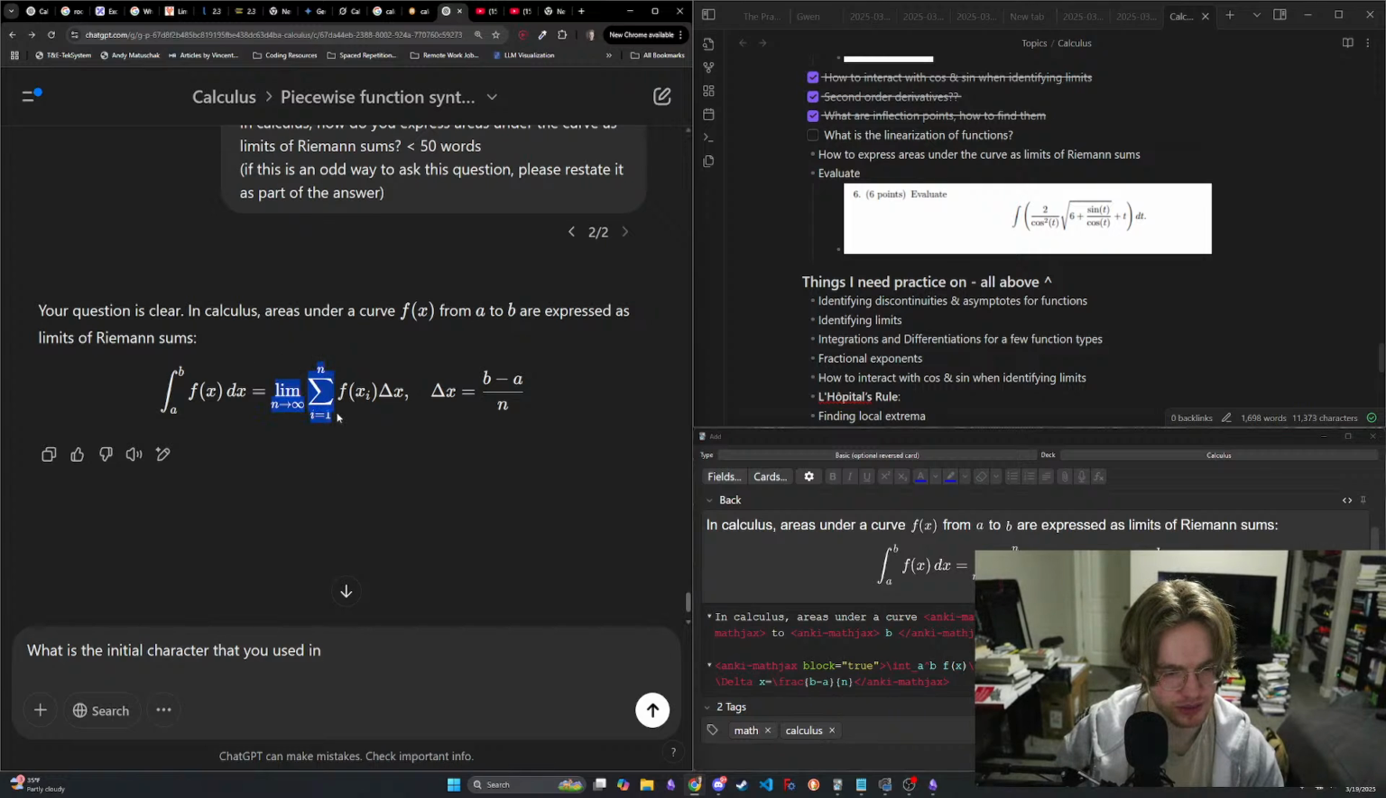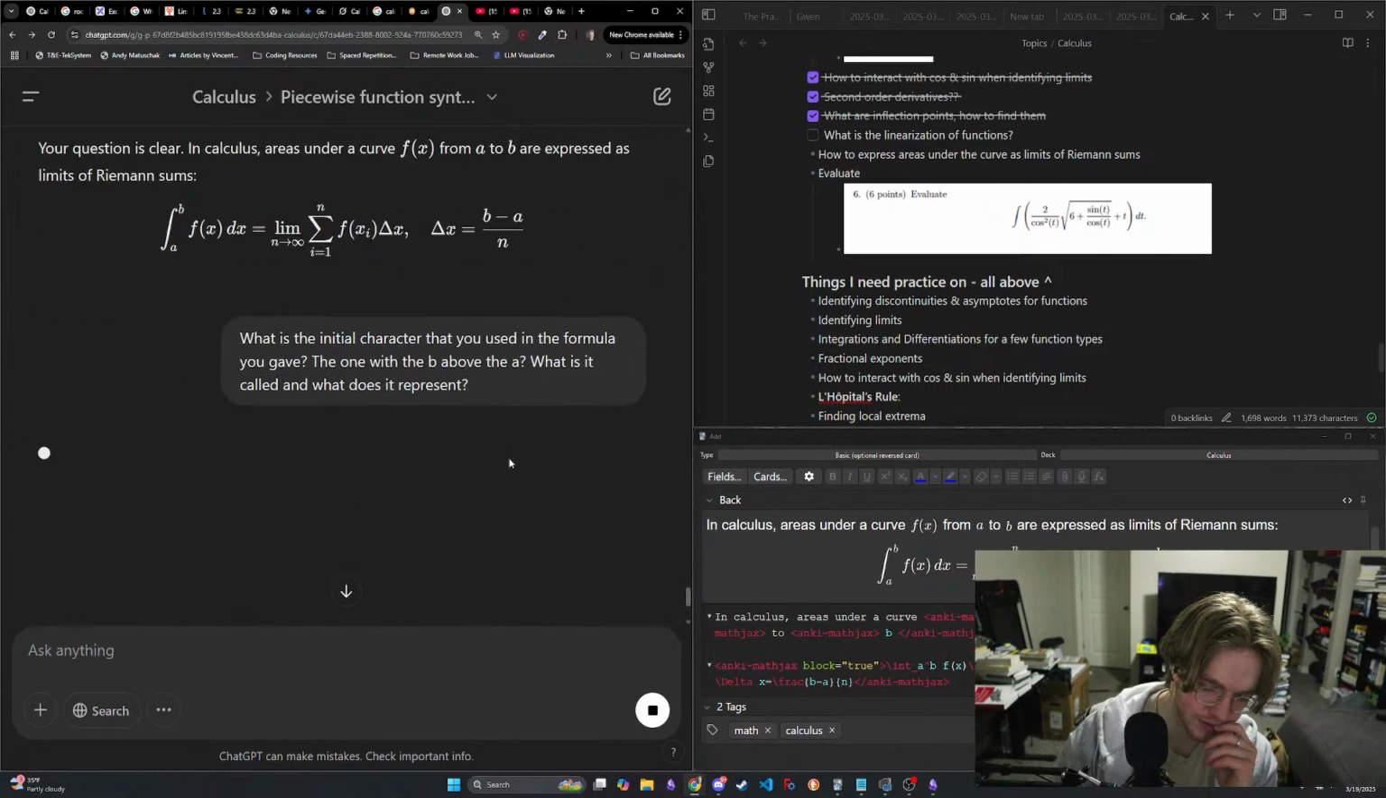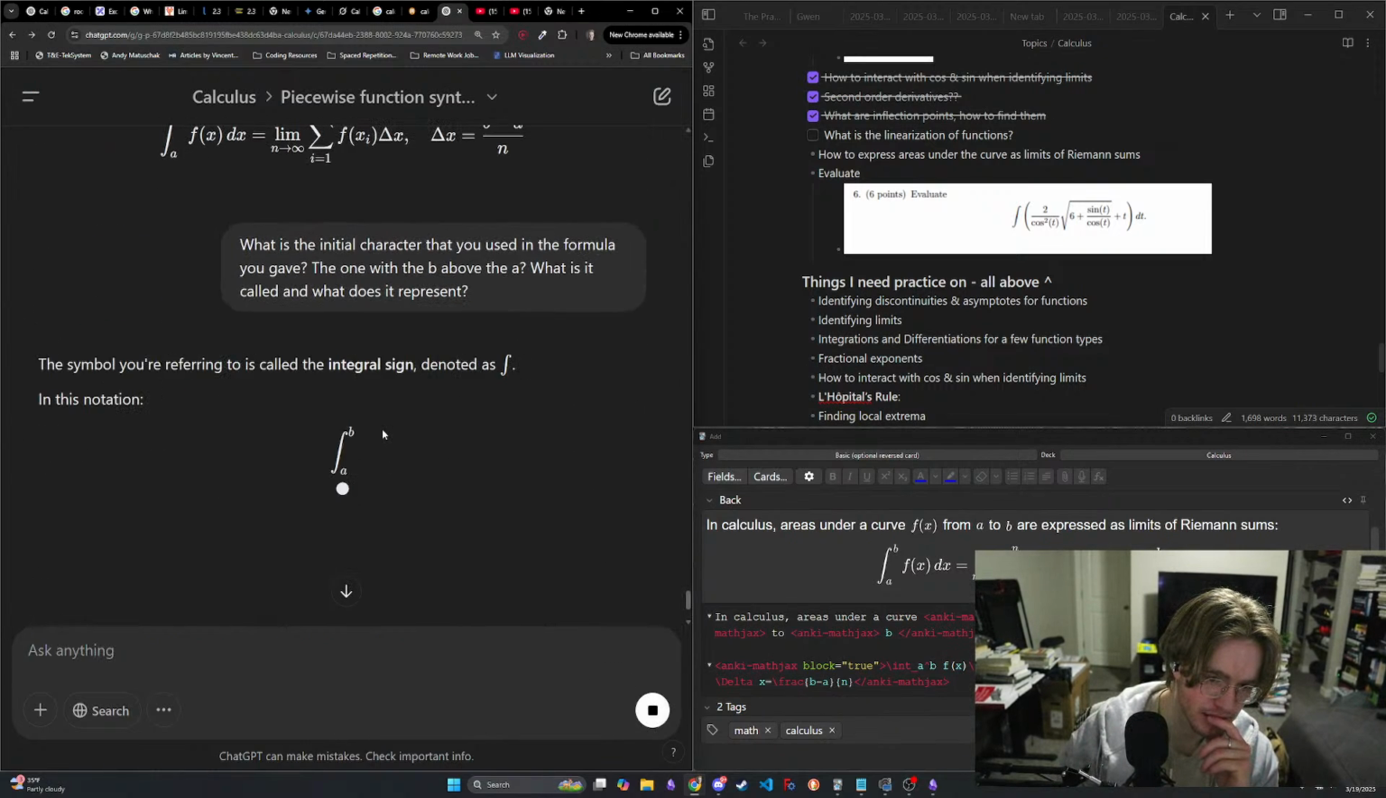And then also I want to learn the syntax here. I've been told this is merely a for loop, that this is the same thing as a for loop in computer science or in programming. Used in the integral sign.